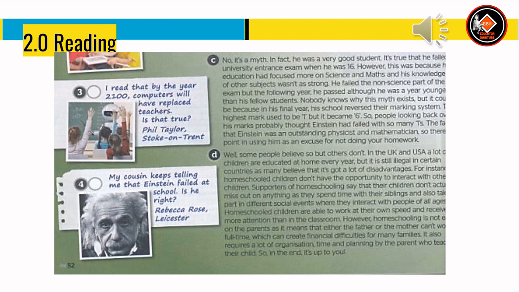D. Well, some people believe so, but others don't. In the UK and USA, a lot of children are educated at home every year. But it is still illegal in certain countries, as many believe that it's got a lot of disadvantages. For instance, homeschooled children don't have the opportunity to interact with other children. Supporters of homeschooling say that their children don't actually miss out on anything, as they spend time with their siblings and also take part in different social events where they interact with people of all ages. Homeschooled children are able to work at their own speed and receive more attention than in the classroom.